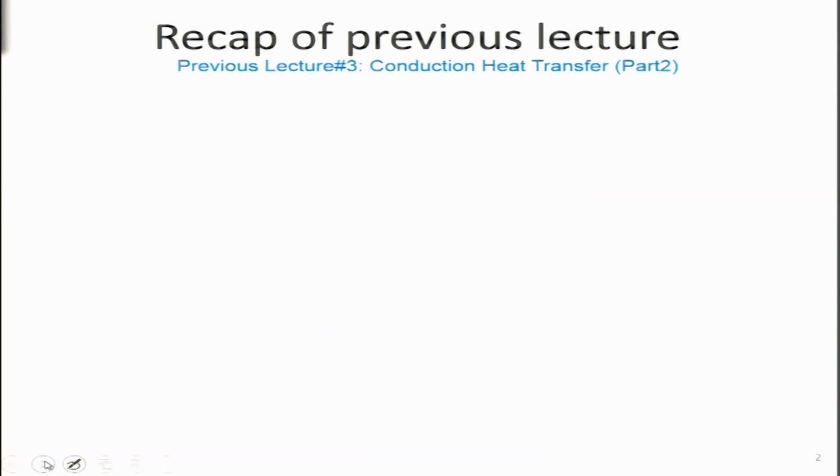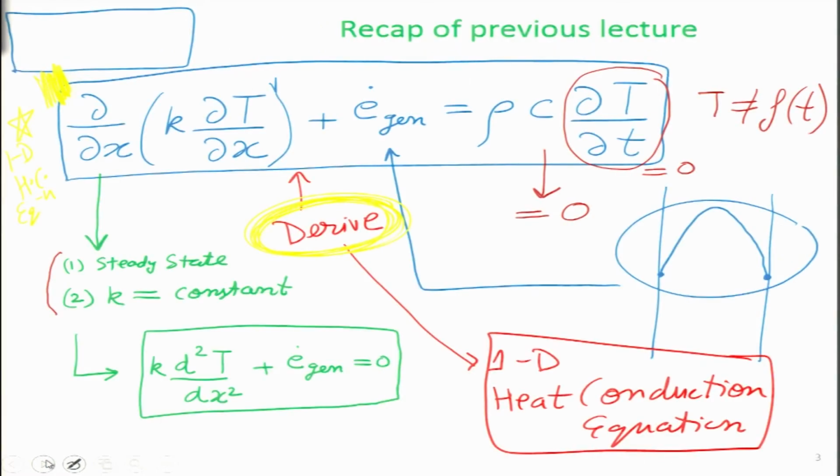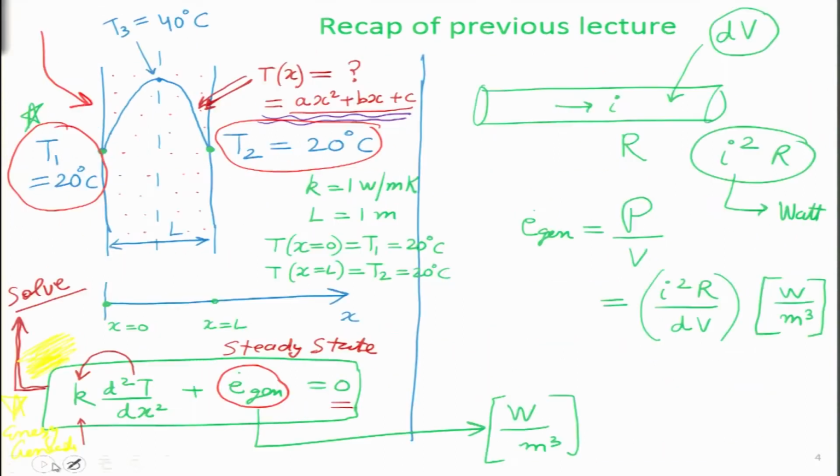Let us do a very brief recap of what we have done in lecture number 3. If you recall, we had looked at the one-dimensional heat conduction equation which is given over here, but we had not derived it. So today is the time that we are going to derive it, and we also looked at some new concepts like, given over here on the bottom left side, the energy generation term E dot gen. So this is what we had looked at last time.